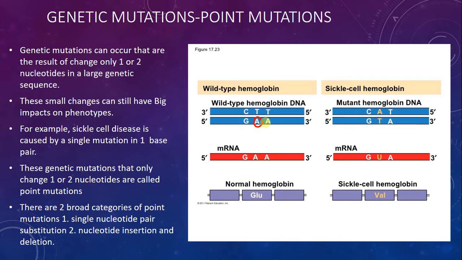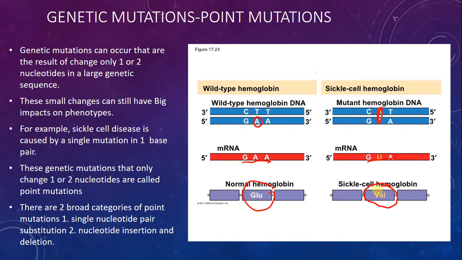For example, sickle cell disease is caused by a single mutation in one base pair. In sickle cell disease, for a given gene, only one base pair is changed or mutated, and that creates a different RNA transcript, which then this codon codes for, in translation, a completely different amino acid.